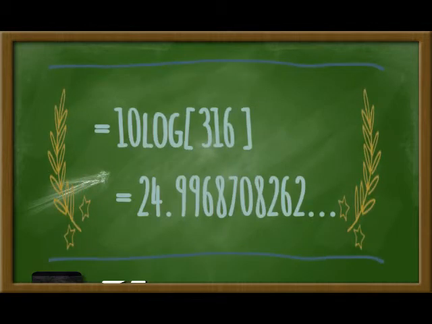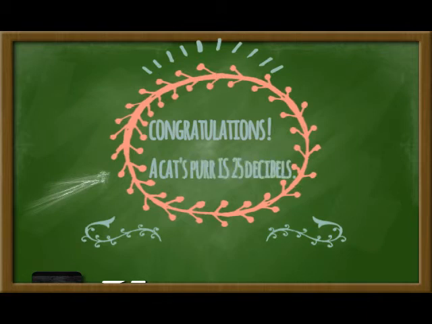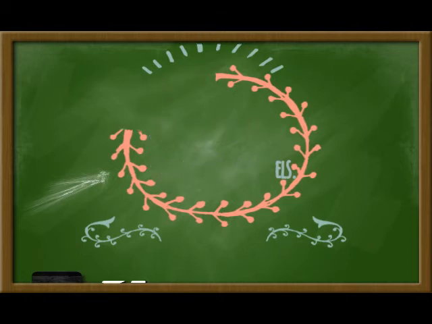The next step is to evaluate all that's left. After that, you will get the value 24.996 and so on. Congratulations, you have successfully solved a word problem involving a logarithmic function. Remember the formula and take it step by step and you will get the answer.